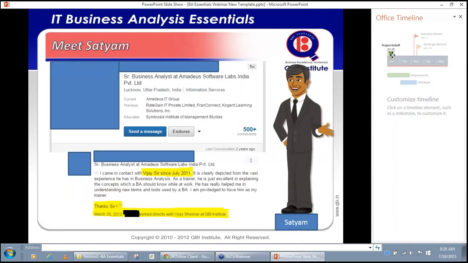Some more business analysts. So he's my student. He works for a product company, and when he joined the institute, he was working for RedGain, and immediately after completing the program, he joined as a senior business analyst at Amadeus Software Labs. Immediate benefit for both of them.